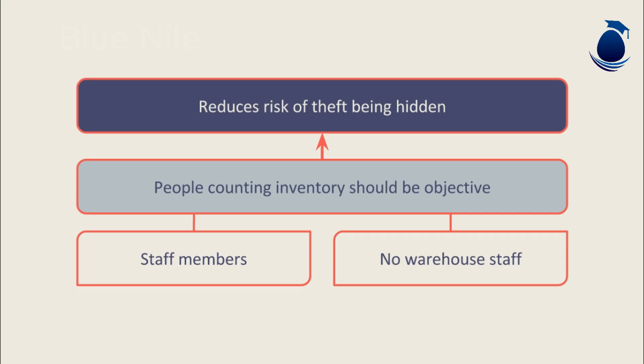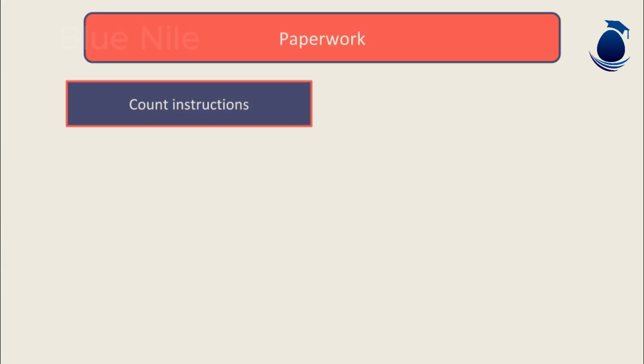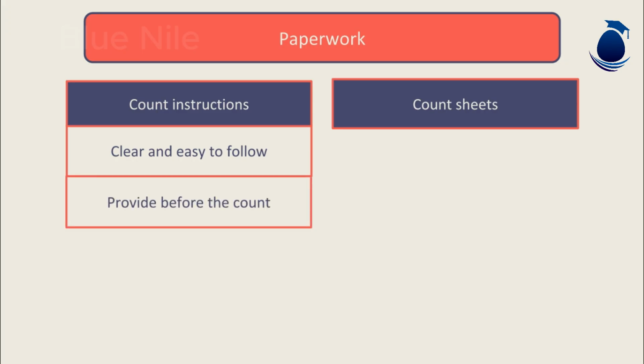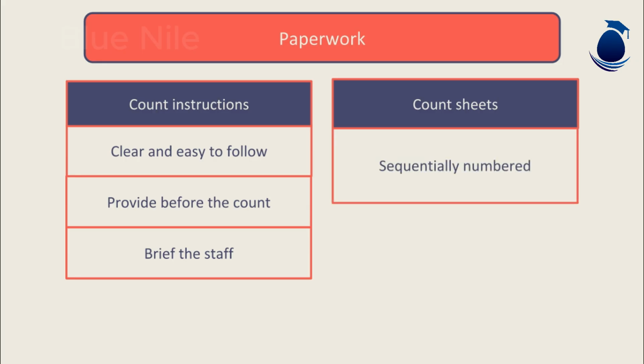The counting should be carried out in teams of 2 or more, and the process should be supervised by someone senior, for example, the internal audit manager. There are 2 key pieces of paperwork, the count instructions and the count sheets. The count instructions should be clear and easy to follow. They should be given out before the count, and the staff should be briefed so they fully understand what they are to do. The count sheets should be sequentially numbered.